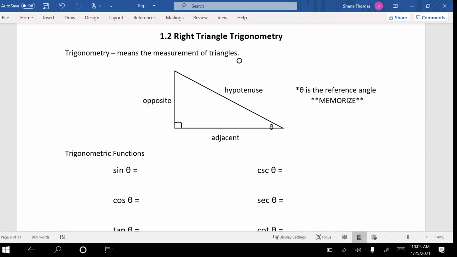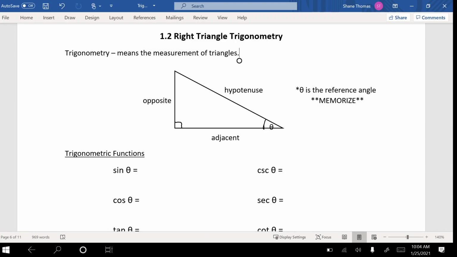If your reference angle is this one right here in your triangle, I need you to memorize how this is set up. So obviously your hypotenuse is the side across from your right angle, correct? That's straightforward. We've learned that back in algebra. The side that is touching that reference angle is your adjacent side. The side that doesn't touch it is the opposite side. It's just a simple thing.